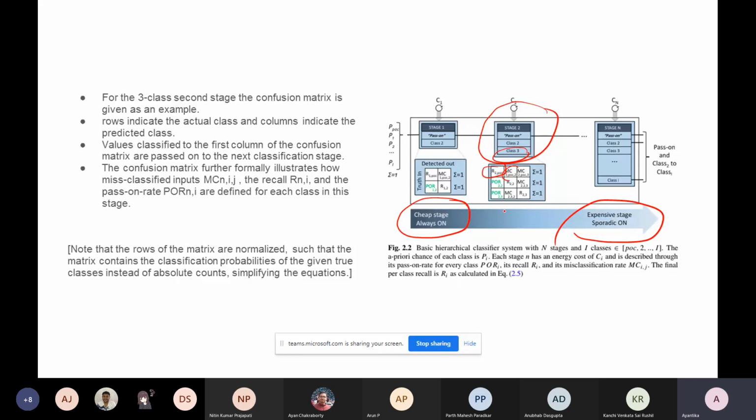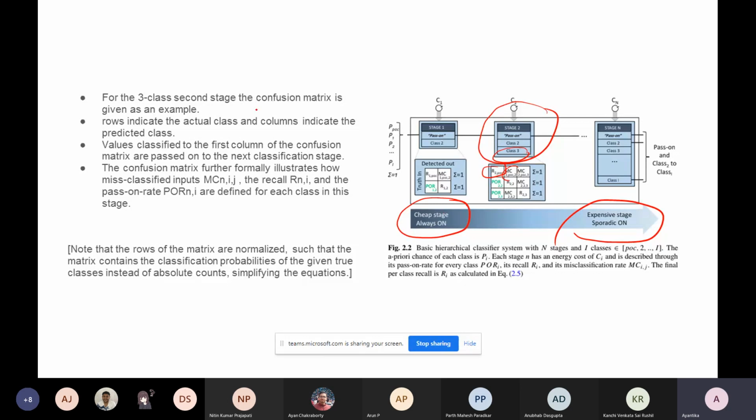And your objective is to settle the processing amount in each stage in such a way that you will maximize the recall, you will maximize the true positives, but optimizing the energy, the cost related to the energy, as far as possible. Okay. So basically, for each stage, we form this type of matrix.